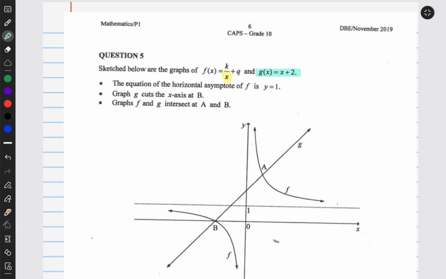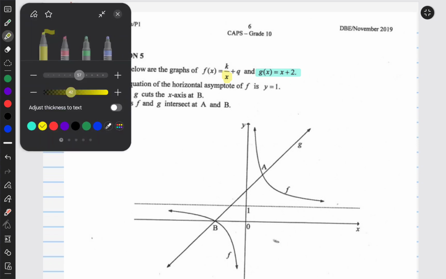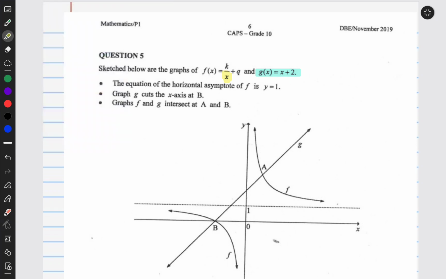And then the equation of the horizontal asymptote of f is y = 1. Remember that from the equation, the variable for the asymptote is the q variable, which represents the asymptote. Therefore q = 1. Graph g cuts the x-axis at B, and we see that these graphs also intersect there at B. So graphs f and g intersect at A and B.